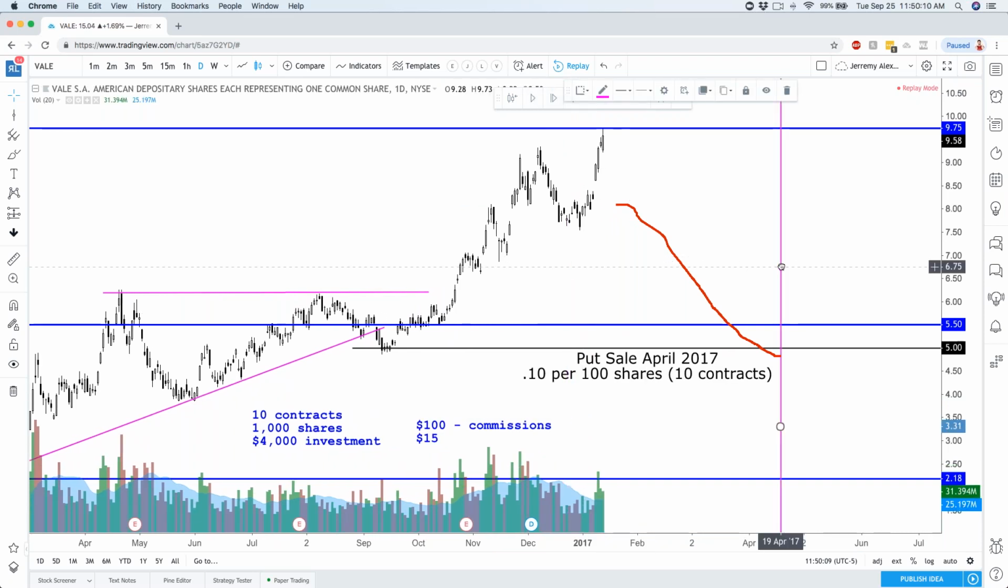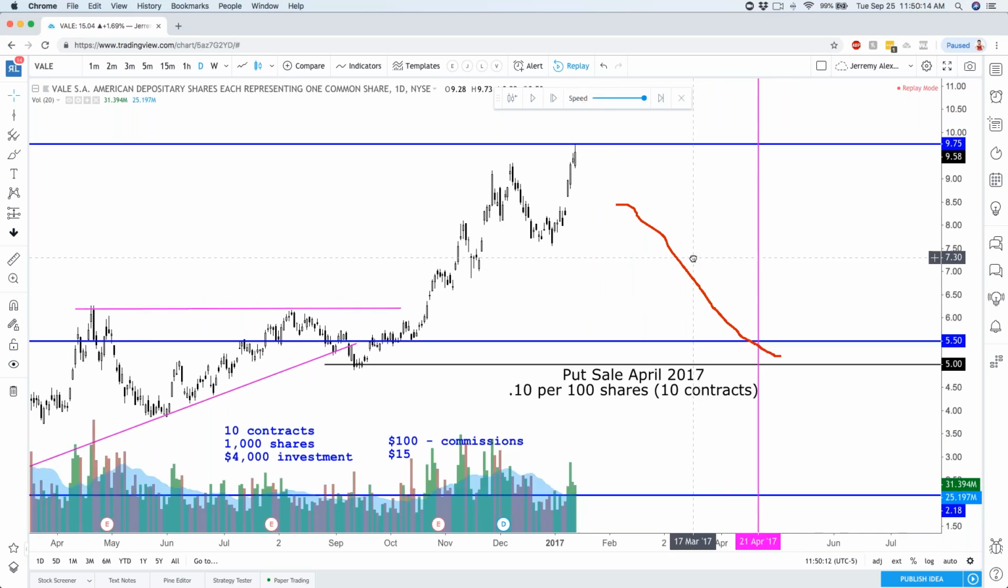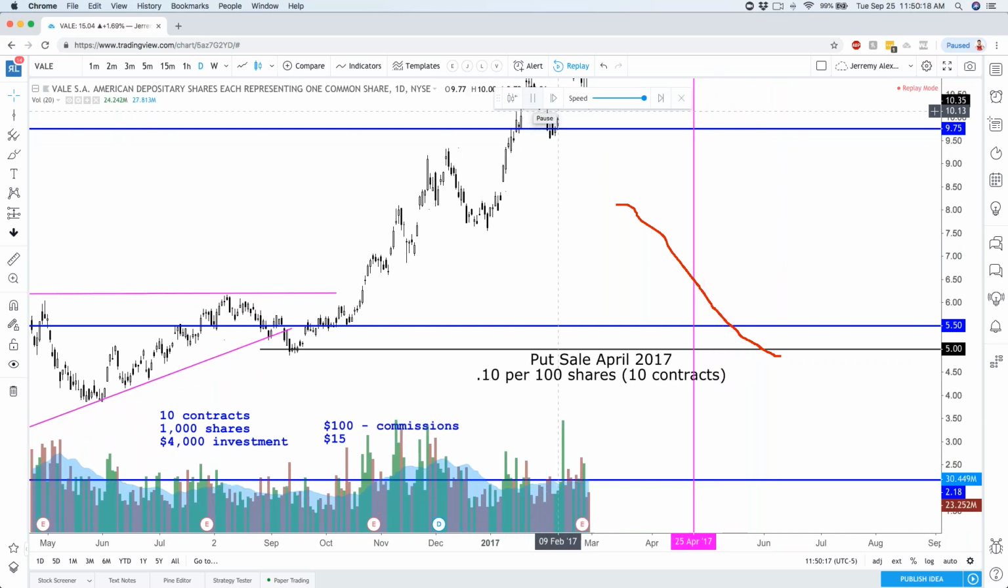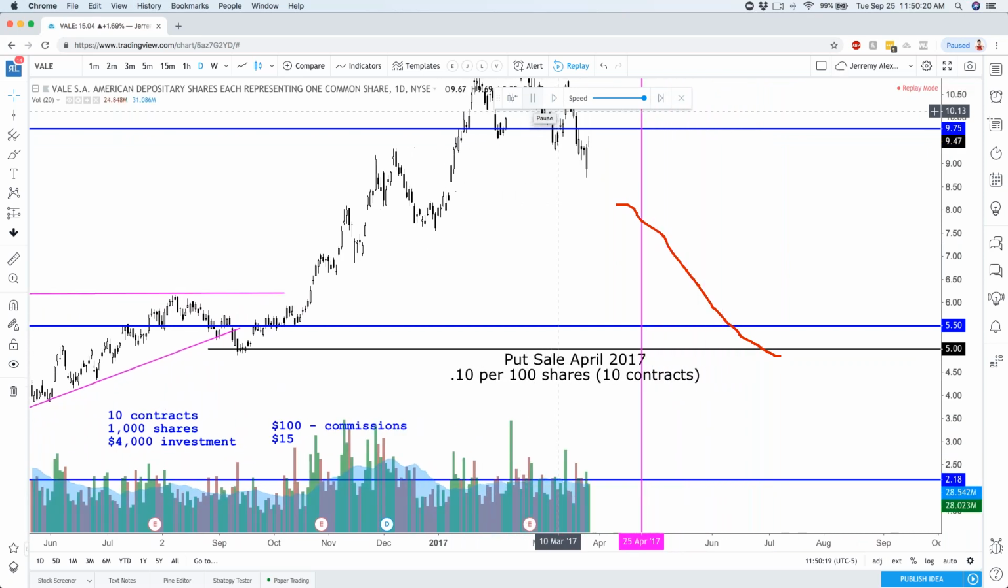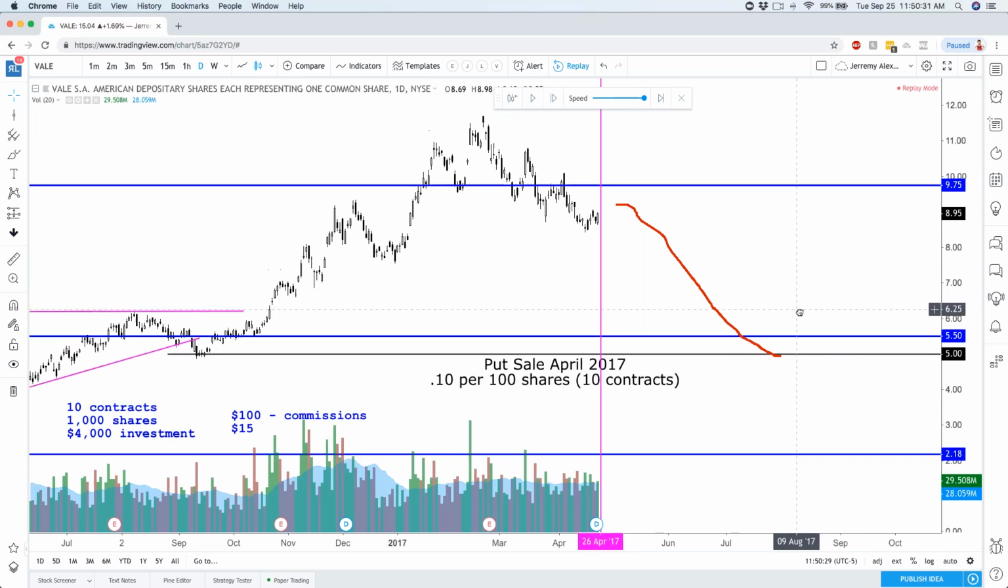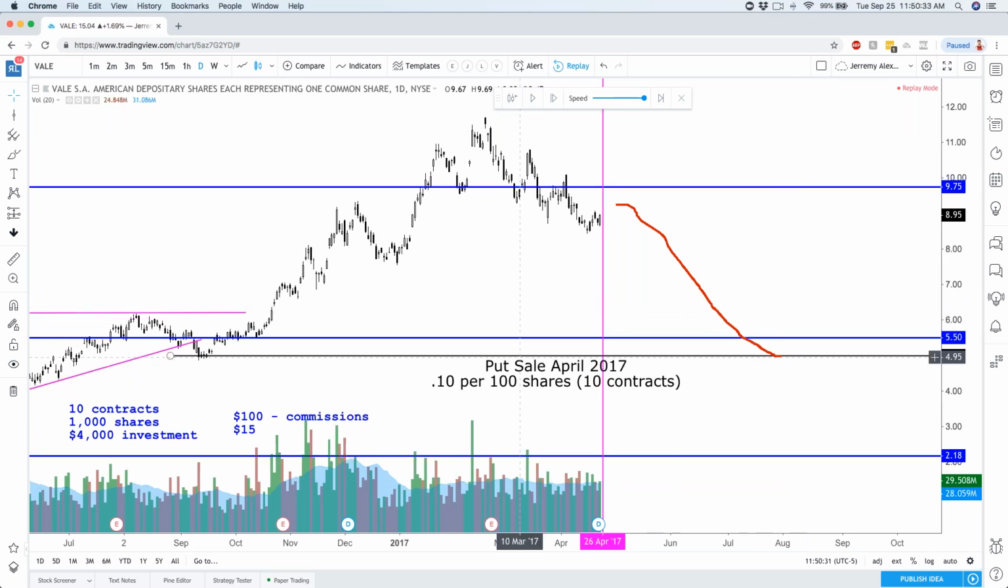I'll take the pink line and move it forward to April. Okay, here's April 21st. That's the third Friday. And now we'll just press the play button and see what VALE did. Okay, there's the expiration. All that time, you didn't have to do anything. You didn't have to worry that it gapped all the time. You didn't have to take a breakout. You made money doing that put sale on VALE down at $5, and we could do that exact same trade again.